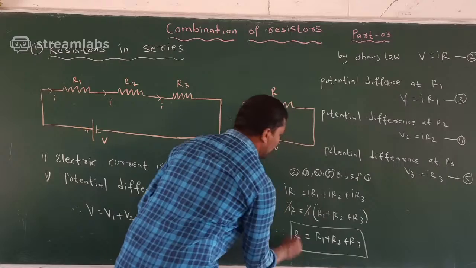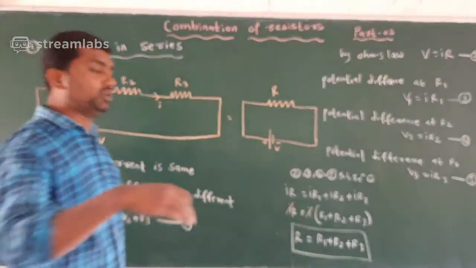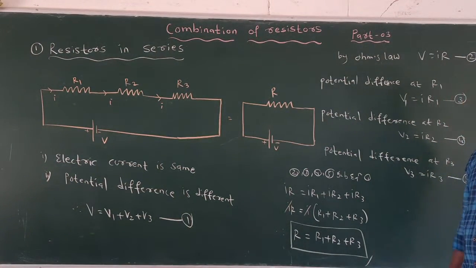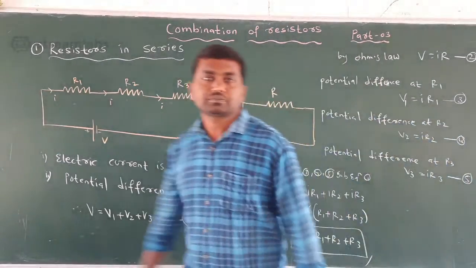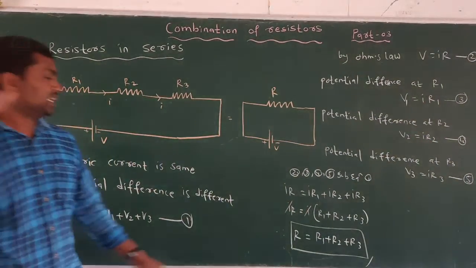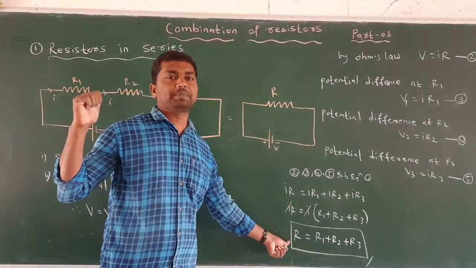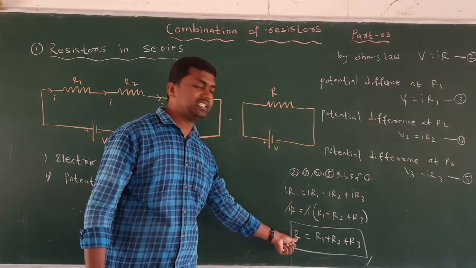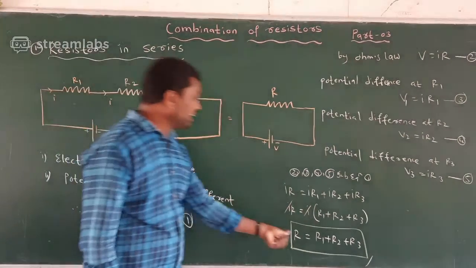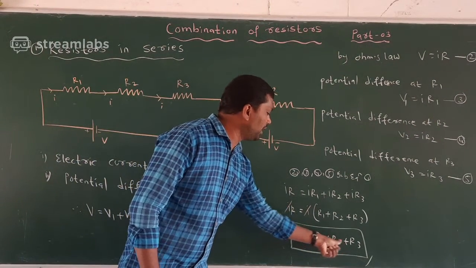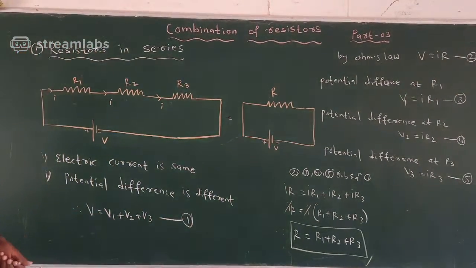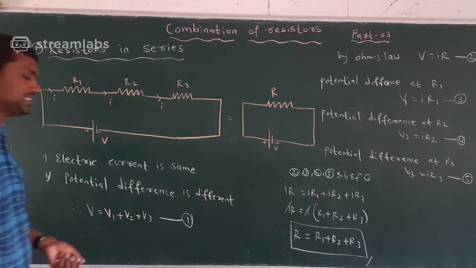Here R is called the total resistance, effective resistance or equivalent resistance in series combination. So what I am saying is that from the above result we can find the total resistance in series combination: the total resistance in series combination is equal to the sum of the individual resistances. So this is the series combination of resistors, and the equivalent resistance will be R is equal to R1 plus R2 plus R3.